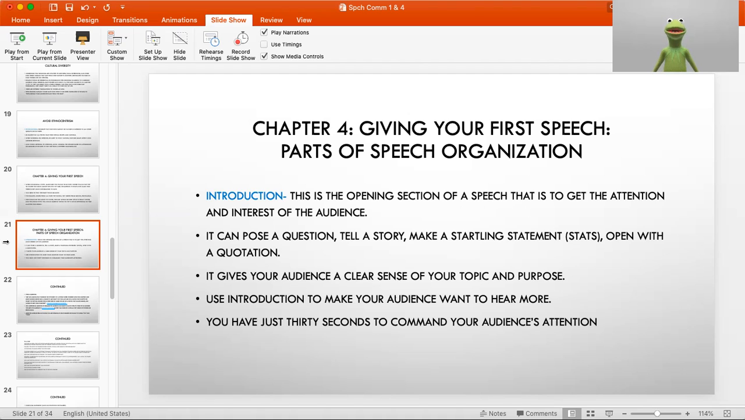The way you can do that is by either starting with a question, telling a story, making a startling statement, such as using statistics or figures, or opening with a quotation. In the introduction, this is where you're giving your audience a clear sense of what your topic is about and what your purpose is with this speech, such as informing them or persuading them.